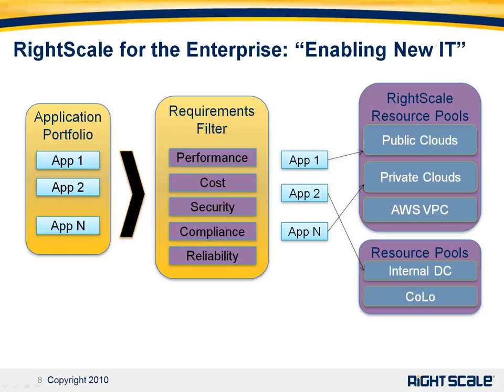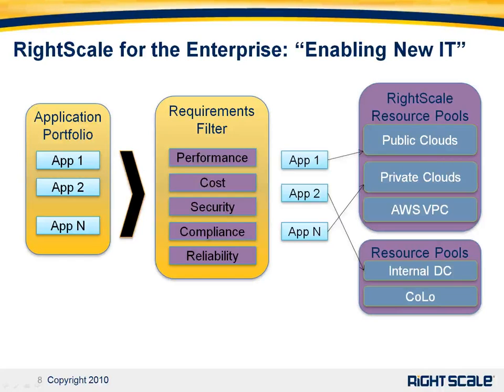Each company and each application is going to be subject to a specific set of filtering requirements. So things like performance and security and cost and reliability. And what the cloud's all about is not a replacement strategy, but a way to complement what you're already doing. So to complement your internal data center and colo resources with 3 different types of cloud resource pools. Those include public clouds, those include private clouds, and then from providers such as Amazon, virtual private clouds.